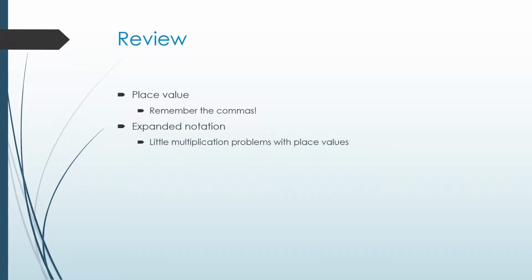Review from the last lesson. We talked about place value. Remember the commas. The commas are where you say the different place values like thousand and million and billion. Those are important. Anything over 4 digits needs a comma. And expanded notation, taking expanded form a little bit farther by making those little multiplication problems with the place values.